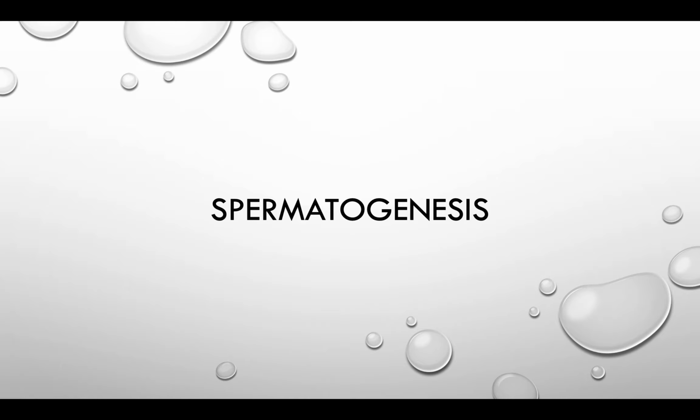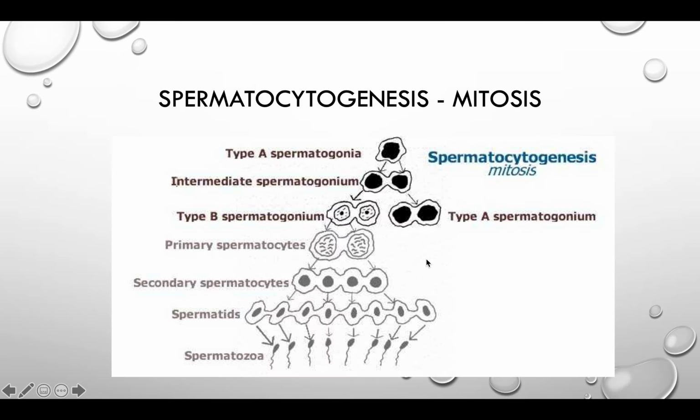First off, a simple definition of spermatogenesis. It is the process by which stem cells develop into mature spermatozoa. There are three different phases of spermatogenesis. The first phase is spermatocytogenesis, which is mitosis, then meiosis, and then spermiogenesis. First, we will talk about spermatocytogenesis.